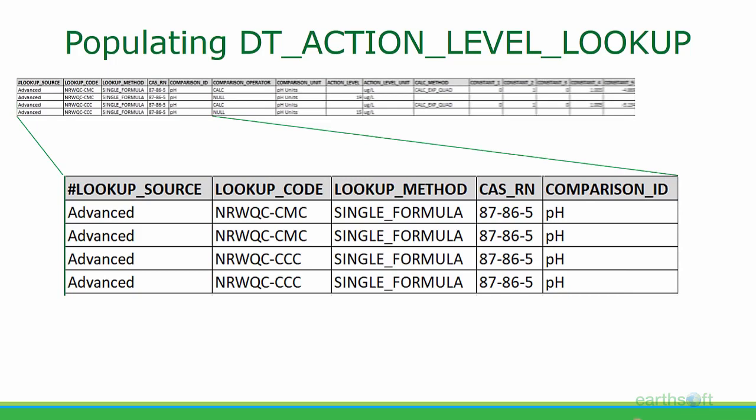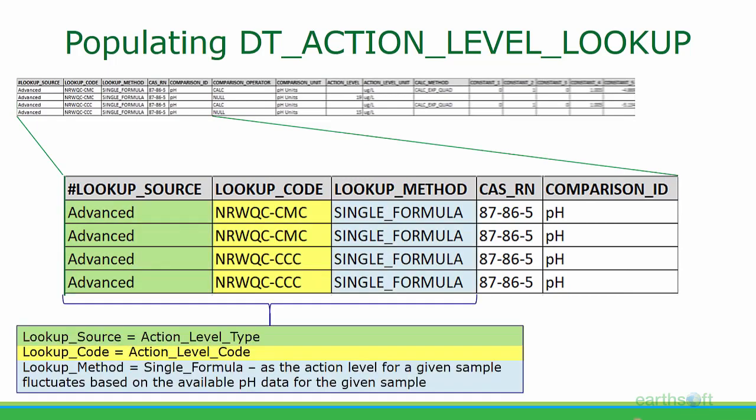So the first thing we have to populate is our lookup source, lookup code, and lookup method. And those guys are going to be informed by our action level type, our action level code, and then finally, what exactly we're going to be doing with this data. How are we going to apply this action level?